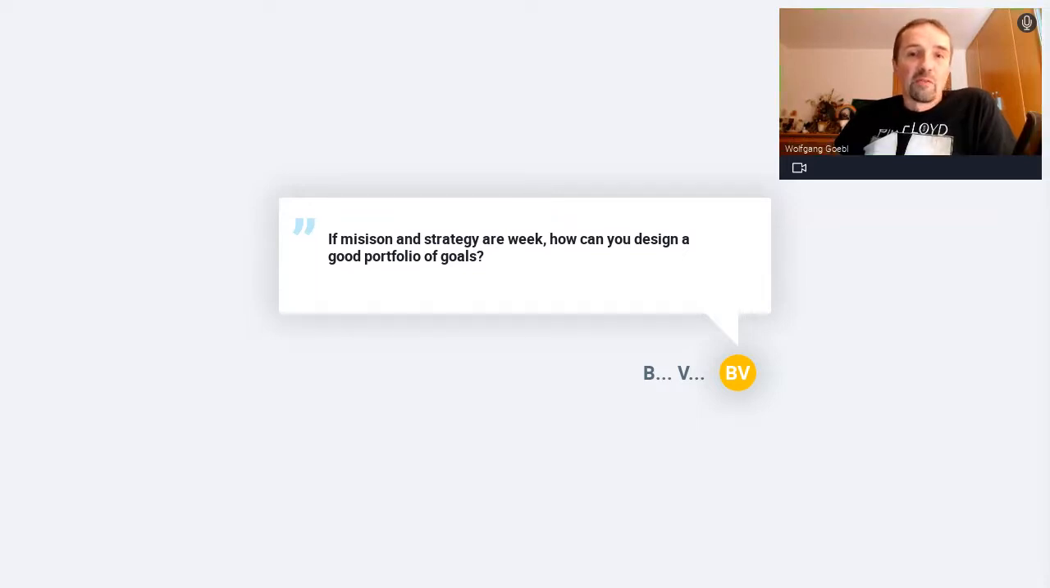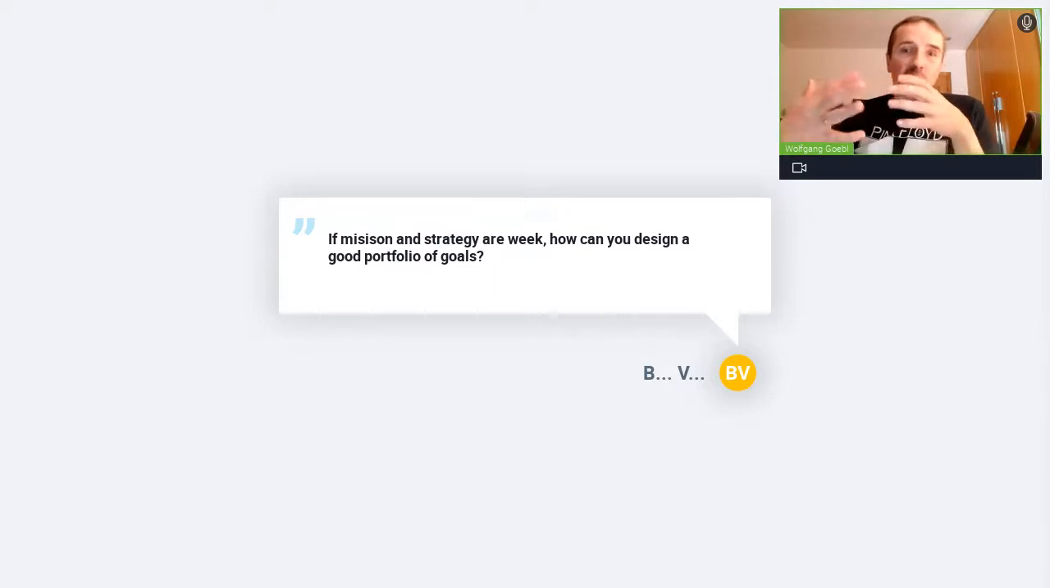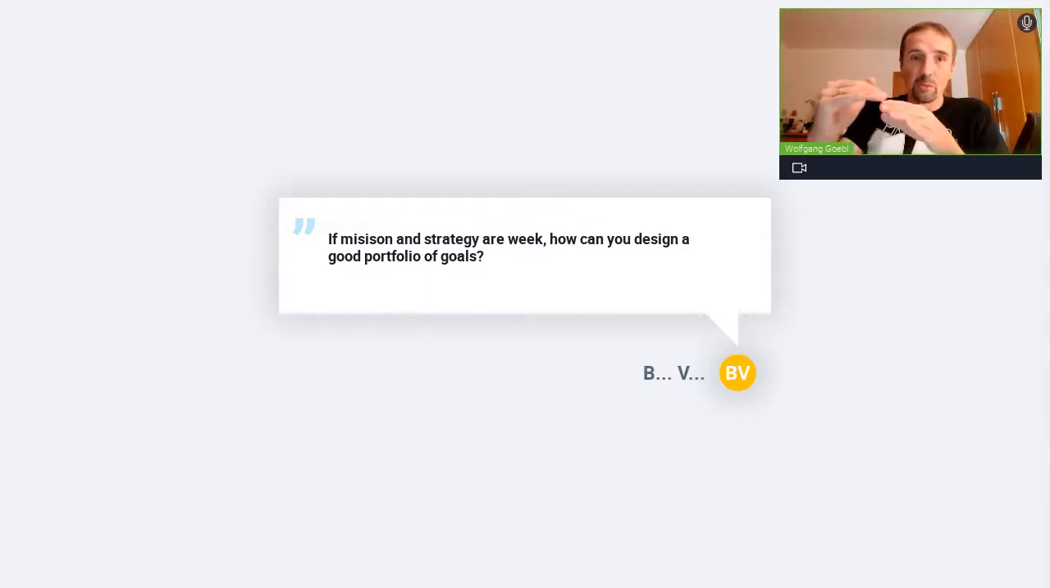If mission and strategy are weak, how can you design a good portfolio of goals? You can't. But I think it's a feedback loop. It should be co-designed in a coherent way. Typically, mission starts with some executives and external consultants, and then you write some content and a mission statement, for example. And that's the perfect moment for a business architect, enterprise designer, project portfolio manager, goal strategy person who wants to go deeper, to challenge it. The best mission statement is a mission statement that is challenged by people that are closer to realization.